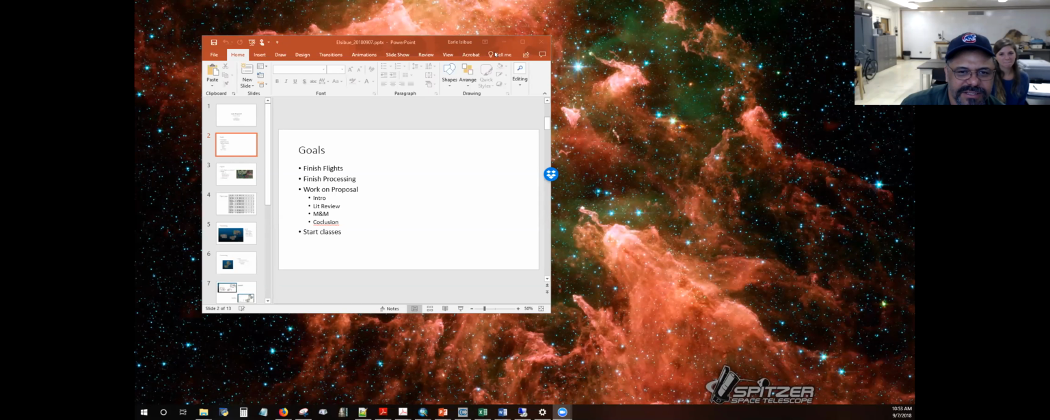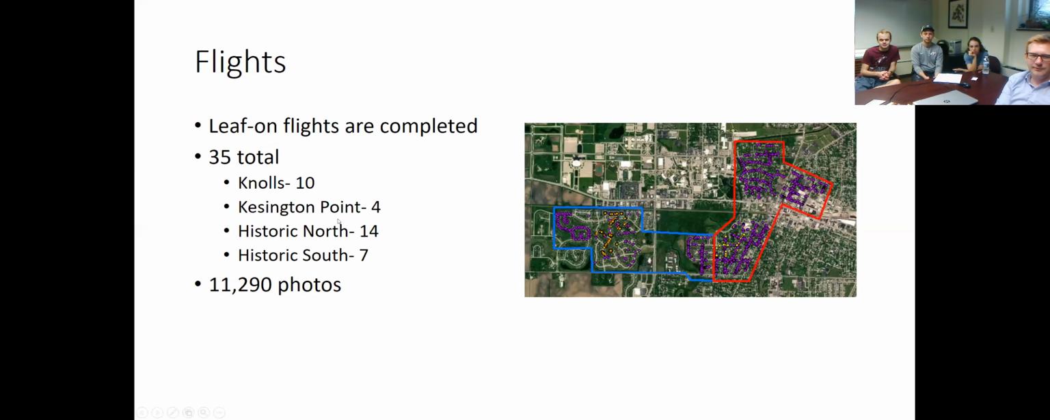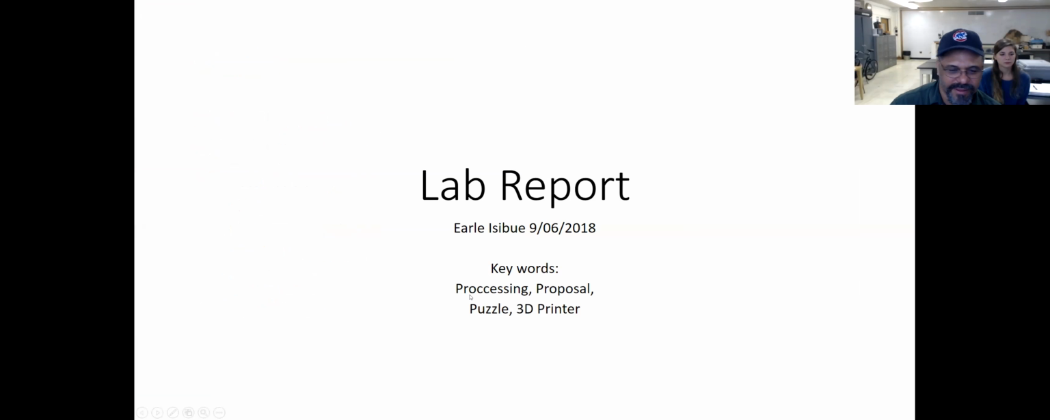Let's see. Are you guys seeing my screen by any chance? I can see telescopes. Oh, yeah. Okay. Are you seeing it? Yep. Okay, so let's move that over here. This is my lab report for September 6, 2018. Keywords for the day are processing, proposal, puzzle, I'll get to that, and 3D printer. Yay!